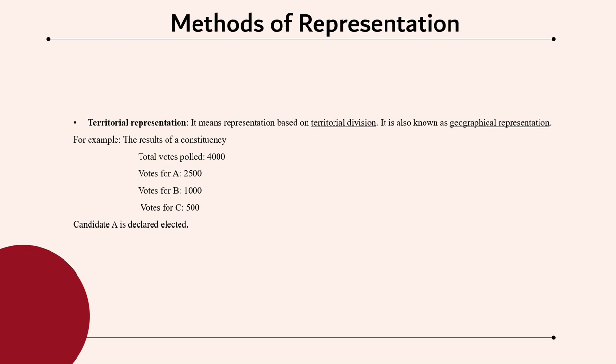The candidate who scores the highest number of votes in a constituency is declared elected. So from this example, it is clear that candidate A is declared elected. But we can also see that candidate A represents only 2,500 people of the constituency. 1,500 people of the constituency are not represented by candidate A.